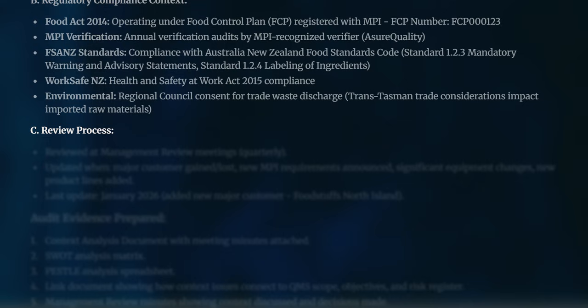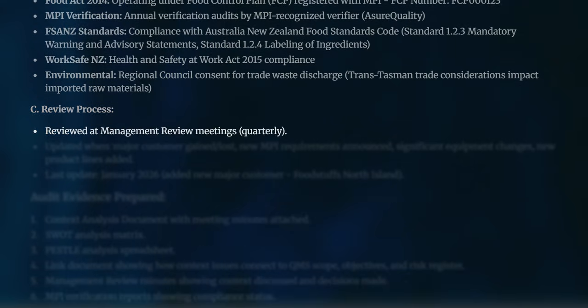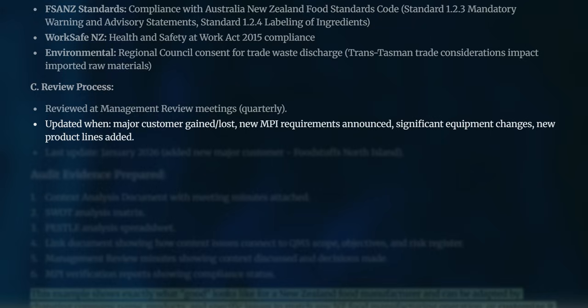The review process also needs to be stated. And here in our exemplar company, it is reviewed at management review meetings quarterly. They agreed, instead of annually, they are doing it quarterly. And also the update needs to be stated. When are you going to update your context analysis document? When major customers are gained or lost, a new MPI requirement is announced, a significant equipment change, or when a new product line is added. So you also need to state when you are going to update your context analysis documents.